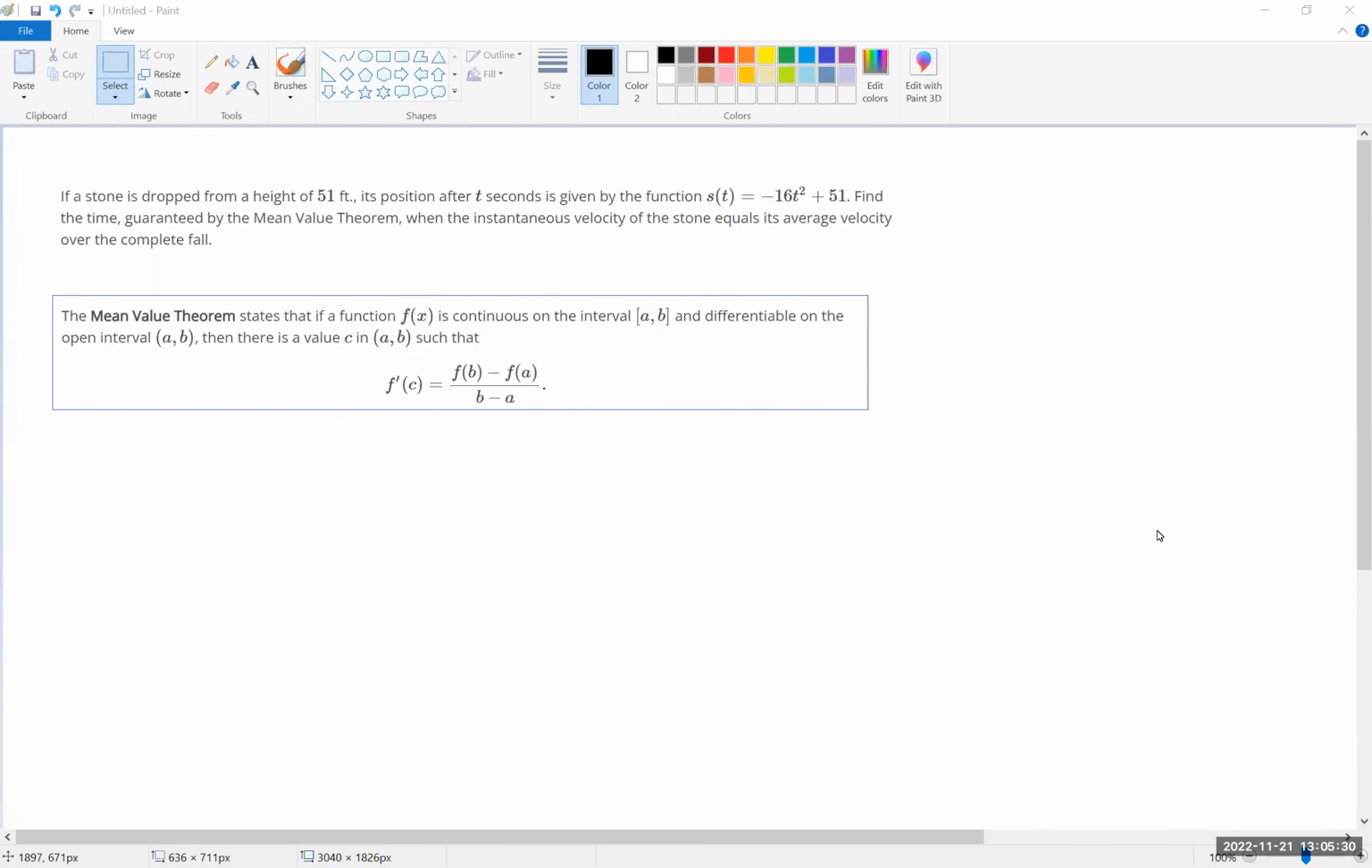All right, this problem says if a stone is dropped from a height of 51 feet, its position after t seconds is given by the function s of t equals minus 16t squared plus 51. Find the time guaranteed by the mean value theorem when the instantaneous velocity of the stone equals its average velocity over the complete fall. So let's go ahead and take a look at a picture of what it is that we're investigating.